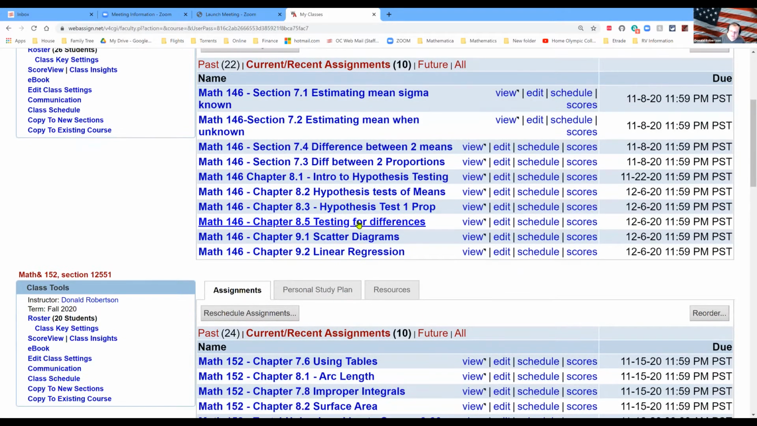And then we do testing for differences, and that one's actually a long section. And that's all hypothesis testing finished. And then we have 2 more sections, chapter 9.1, where we look at scatter diagrams in association. And then we do linear regression. And that is us finished.